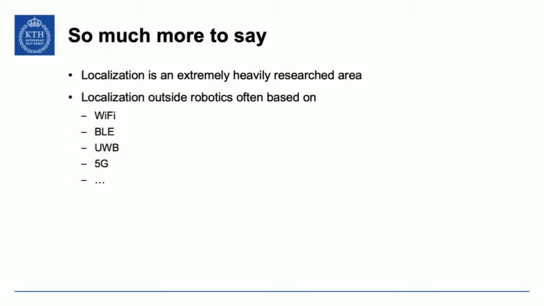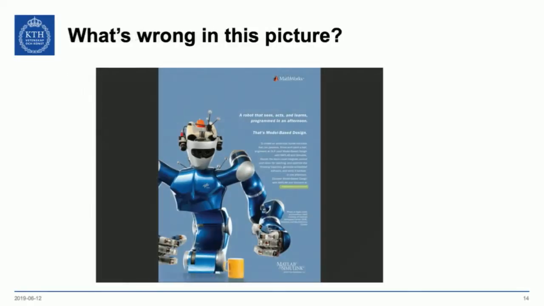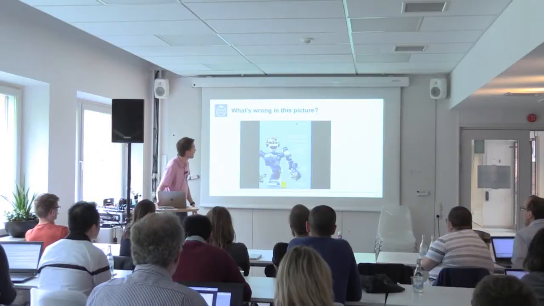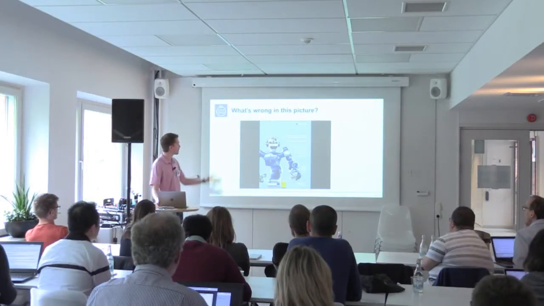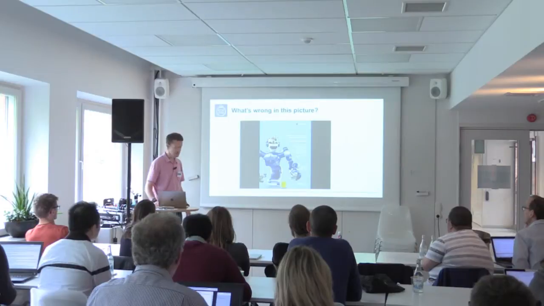All right. So here's a picture from one of the robotics magazines making a commercial for a robot. In this case, it's saying that the robot can see and it can act and it can learn and so on. But at least from a person like me, there is something very wrong with this picture.